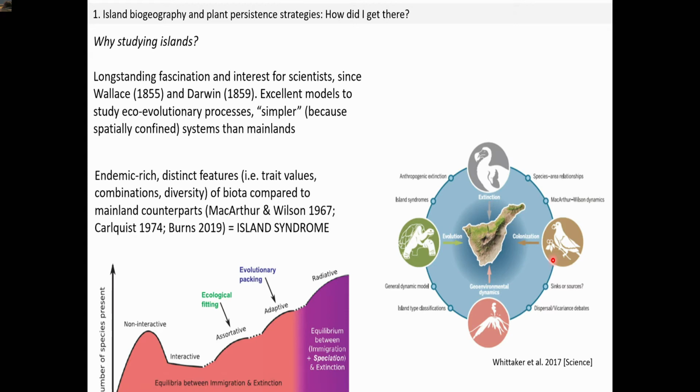And also, islands are generally very rich in endemics, and the biota that can be observed on islands is generally quite disharmonic, or distinct, having different features compared to the mainland counterparts. This can eventually be captured through trait values and combination diversity, which I will be talking about later on. This distinctiveness, island distinctiveness, is also called island syndrome, following Carlquist's 1974 book.